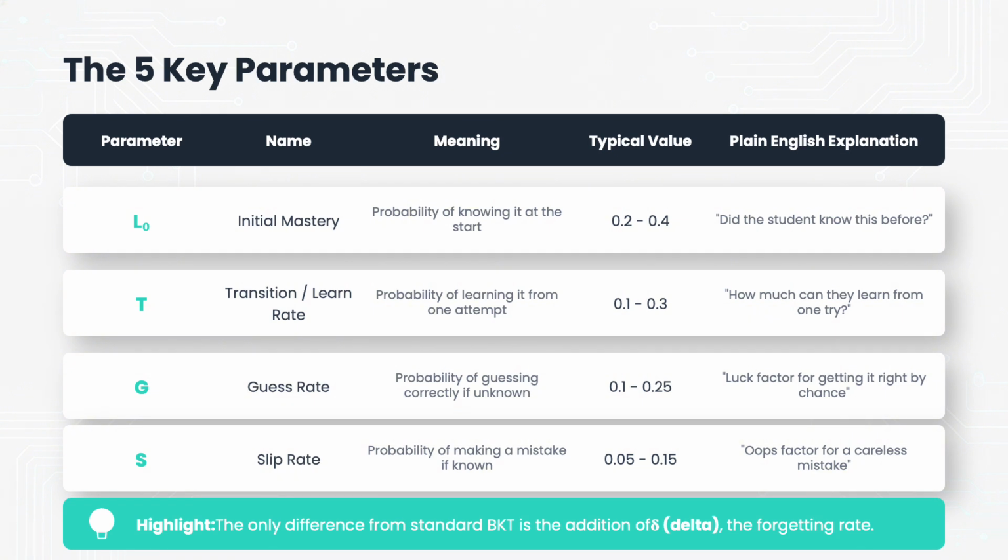The star of the show in BKT with forgetting is the 5th parameter, delta, the forgetting rate. This value dictates how quickly the student's mastery decays over time when they don't practice. This is the key difference that makes the model so much more realistic.